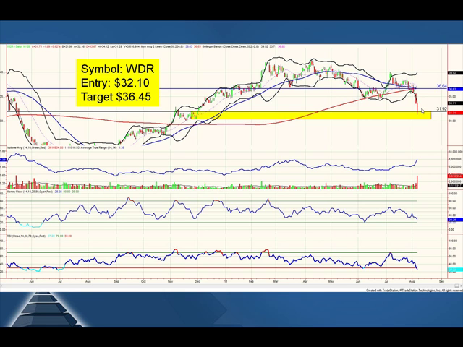So one of the things that we're looking for is, after the entry of 32.10, we now have a moving target. Our target is going to be the midline, or the midline moving average, on the Bollinger Band. So right now it's around 36.64. We're going to take the target of 36.45. As price comes up, this midline moving average will flatten. So that's one of the things to look for here on WDR.